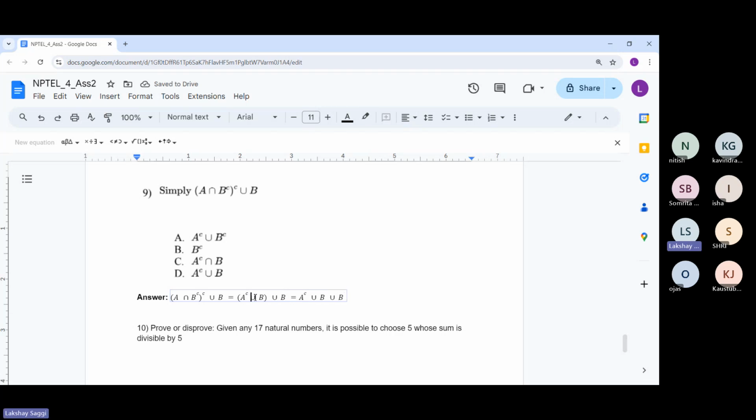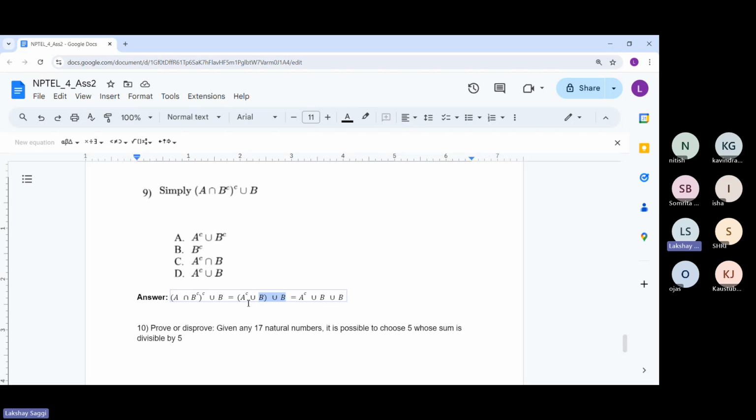So note that since all of these are unions, union is an associative operation. I don't want to define associativity; you must have read it in high school. What I mean is the ordering is not important. If I calculate this A complement union B first or this part first, I'll get the same answer.